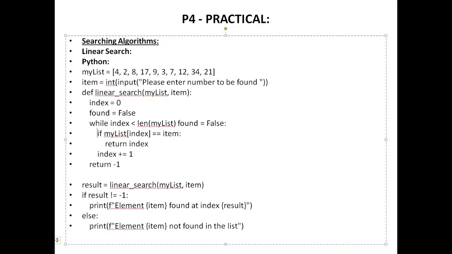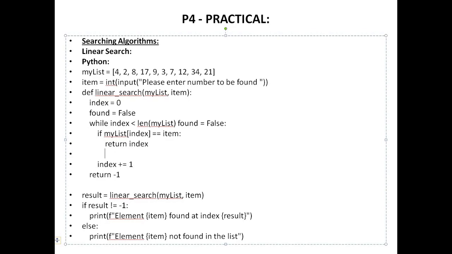Then what you are going to do is run a simple if statement: if my list at index is equal to item, then you return index and found becomes true, else index plus equal to 1. This is equal to index equals index plus 1. These both lines are equal. In Python, plus equal to 1 is a shortcut for adding 1, or subtracting 1 you can use minus equal to. Instead of writing this whole statement, you can simply write plus equal to 1.